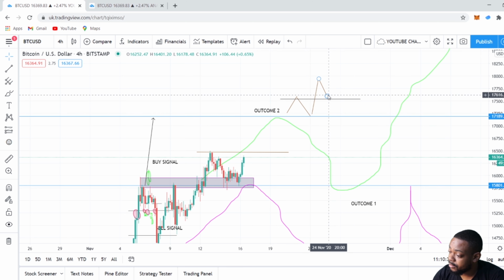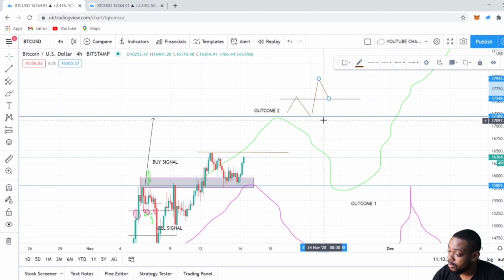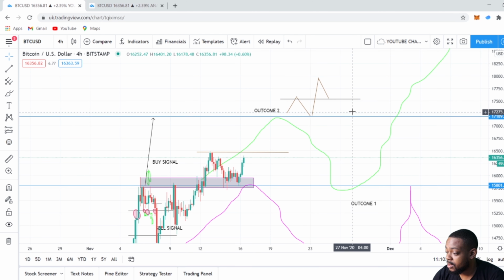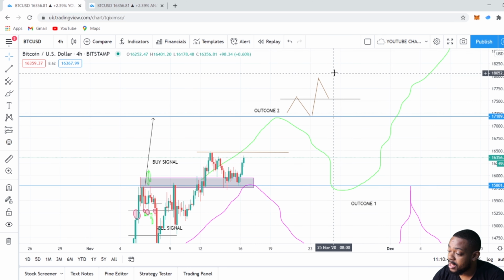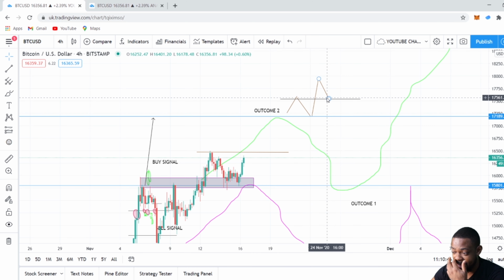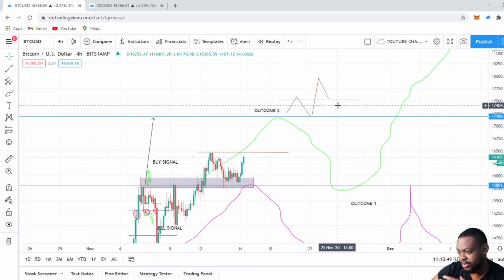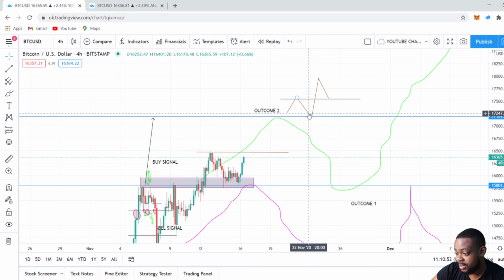Okay, so this is what we're looking for. We're looking for it to break here, retest on these levels, and then after it retests these levels, to break this previous high, and then retest on that previous high. That's a very bullish signal. So that's what I'll be looking for to enter a buy trade above these levels.